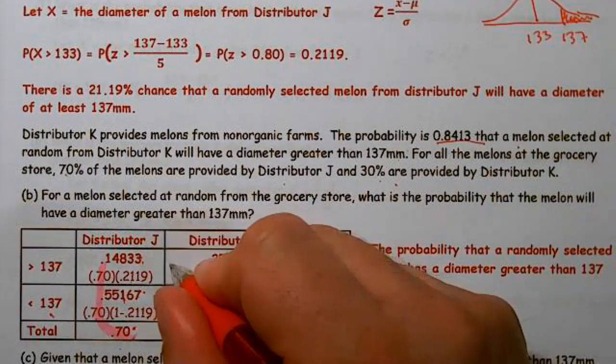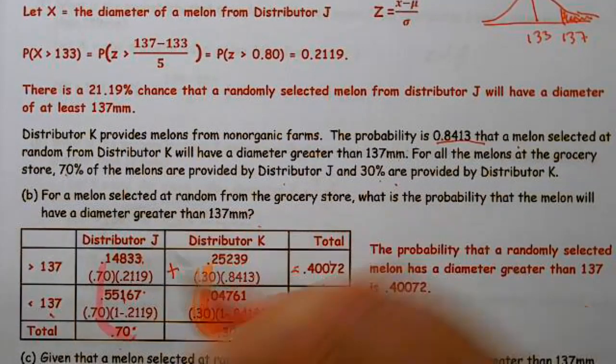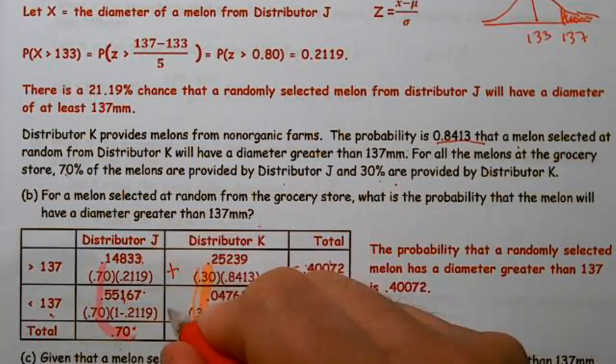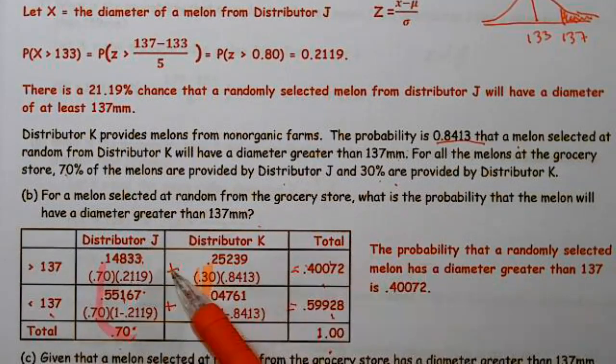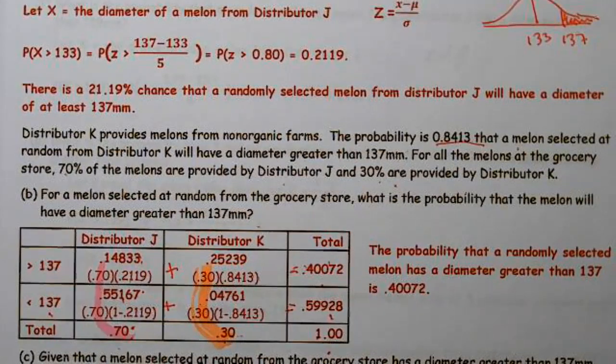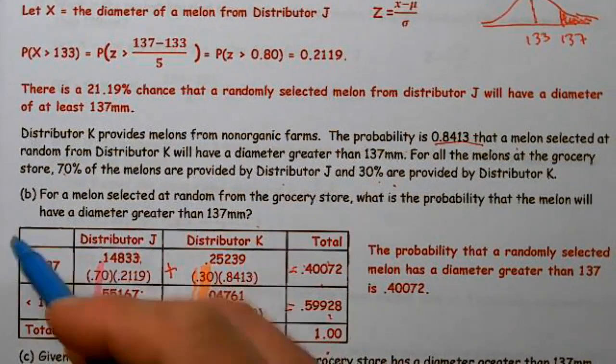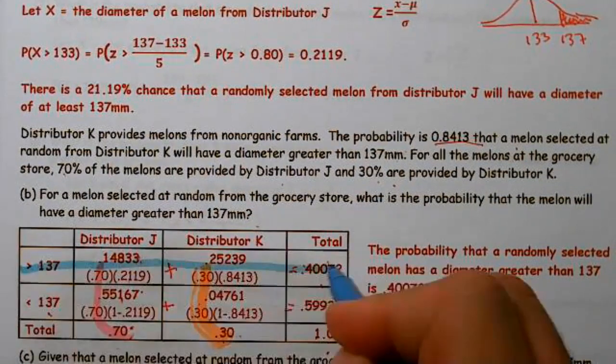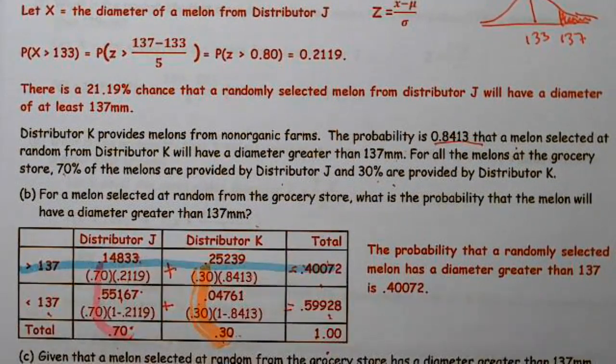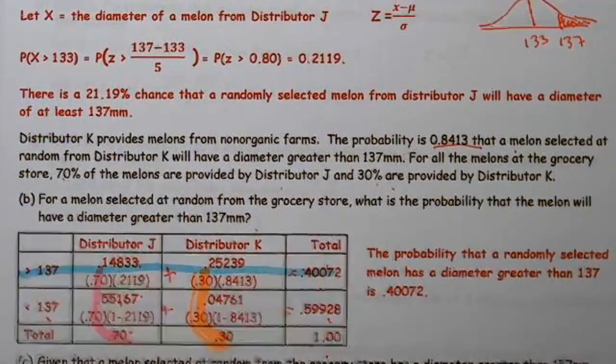So please remember, this plus this equals that. This plus this equals that. All right? So either direction you go, the rows and columns should sum together. All right, so for a melon selected at random from the grocery store, what's the probability that it'll have a diameter greater than 137? Well, all of a sudden, that problem became fairly easy because the greater than 137 is right here, and it's 0.40072. You've shown your work, just label it, and you're good to go.